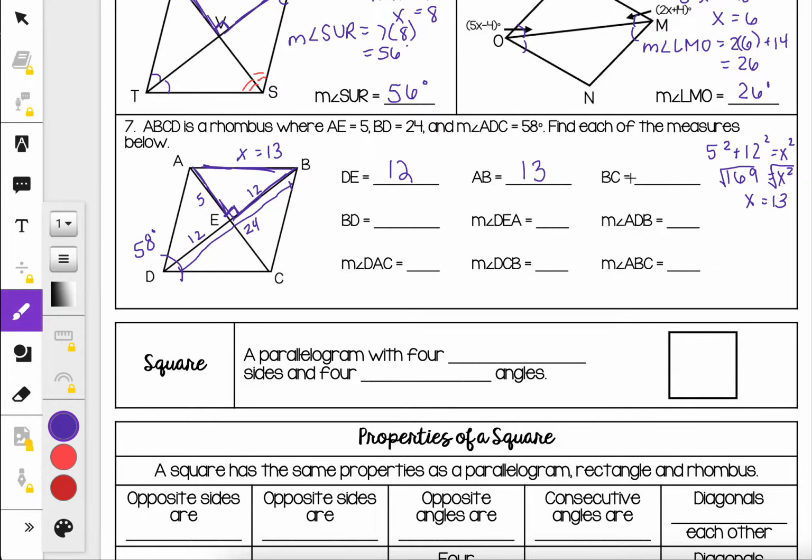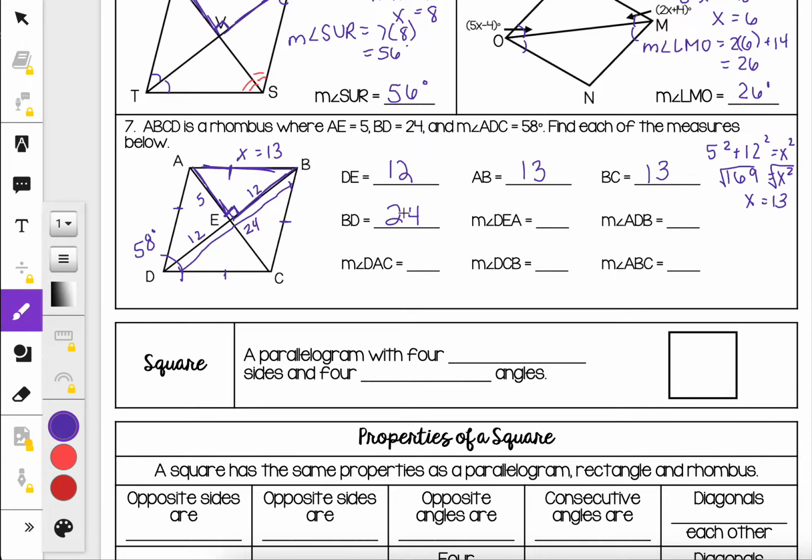If I want to find BC, that is also going to be 13 because this is a rhombus. So all of my sides are going to be congruent. And then I want to find BD here, which is just 24. We already knew that. All right.